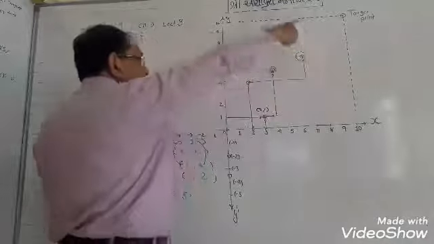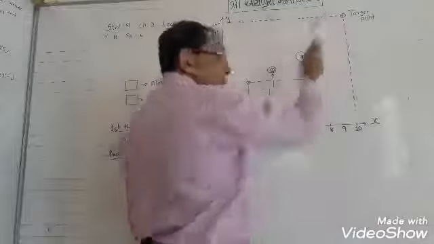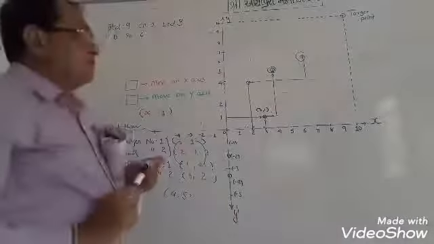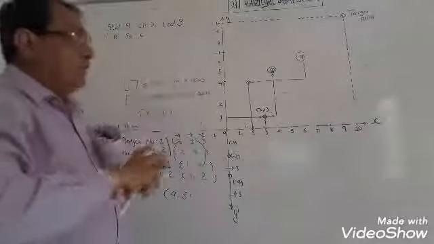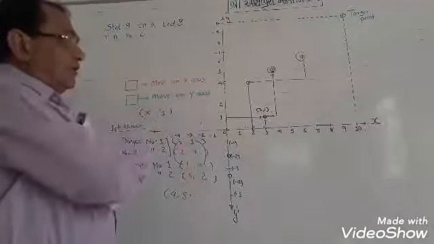The target is to reach 10 10. This target is to be reached. Whoever reaches first, he will win the match. Okay, he will win the match.